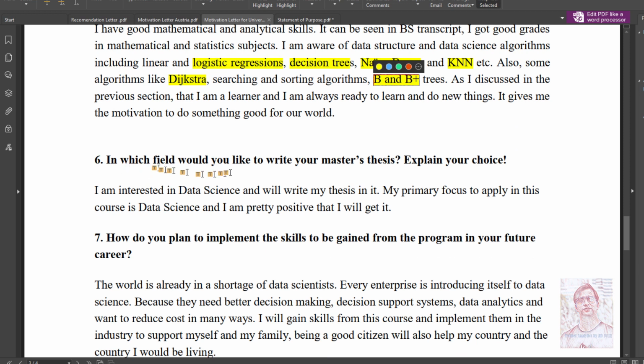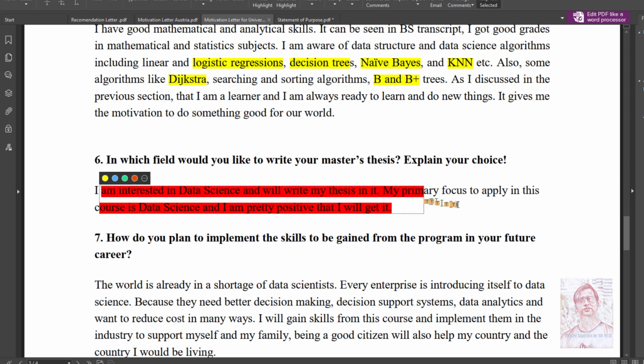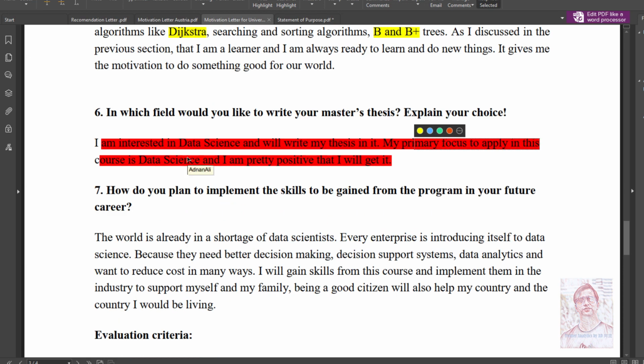Then further they asked me which field I would like to write my master thesis in. Obviously I am choosing data science, so I will be doing the thesis in data science too. But I think that answer should be more specific, because data science is a bigger umbrella. So this is not really a good answer. I am going to make it red. So this is not a good answer. Okay, it should be more specific.